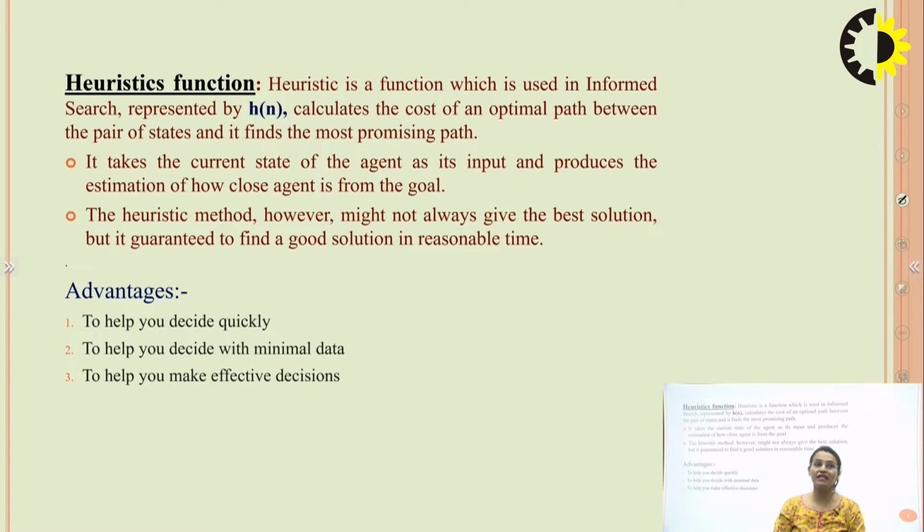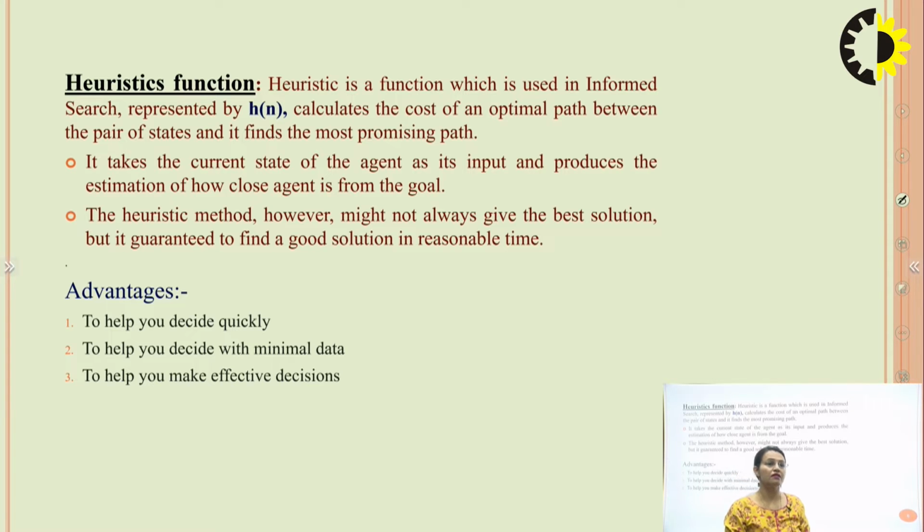A heuristic function is basically a function that is used in informed searches, and it is represented with the help of h(n). It calculates the cost of the optimal path between a pair of states, and it finds the most promising solution. Why is it required? Because it helps us to decide quickly, with the minimum amount of data, and it also helps to make efficient decisions. A heuristic function takes the current state of the agent as an input, and it produces an estimation of how close the agent is to the goal state.